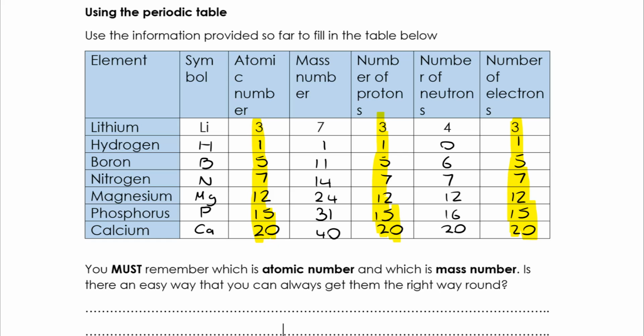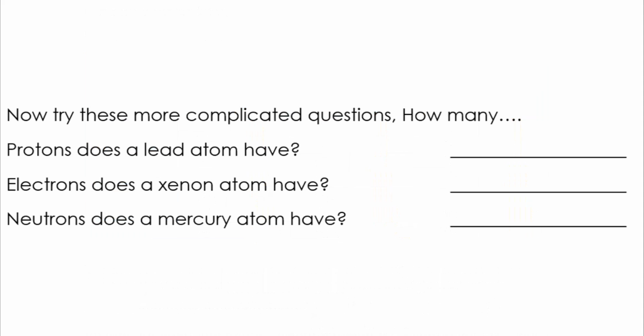In terms of the easiest way to remember, don't think about where they're written in the periodic table because that is subject to change. The mass number is always the larger number of the two. Again, hydrogen is the exception to that. More questions for you to test yourself on here, see how you do.